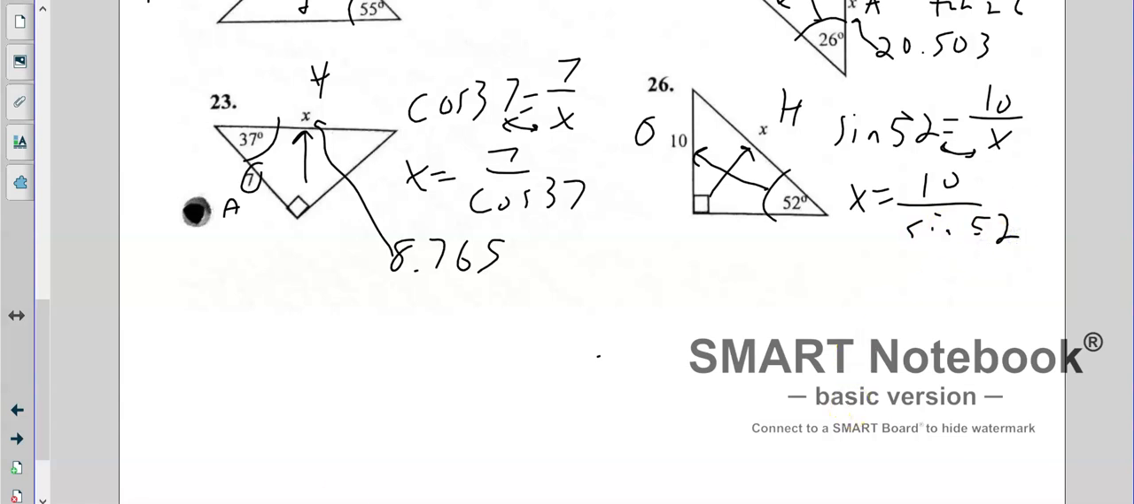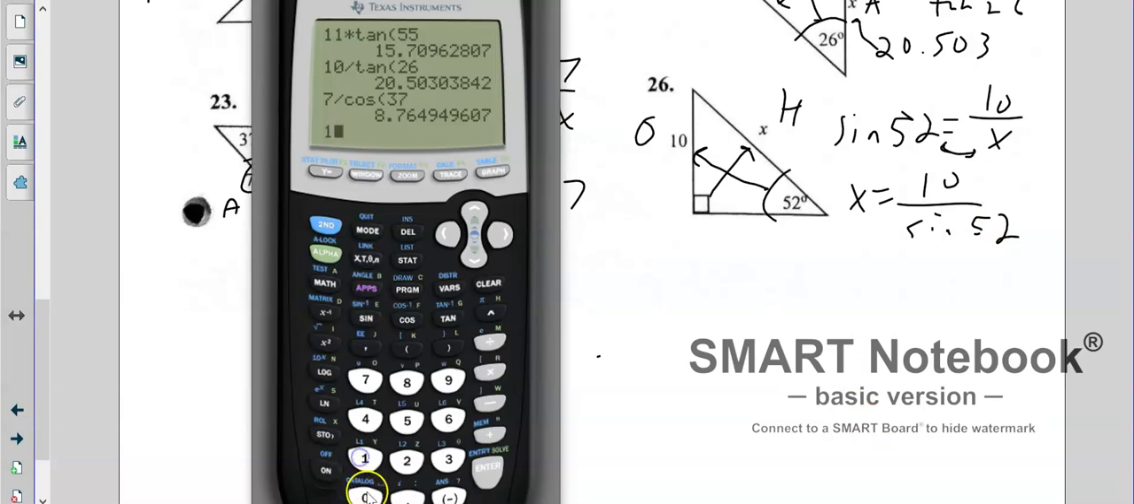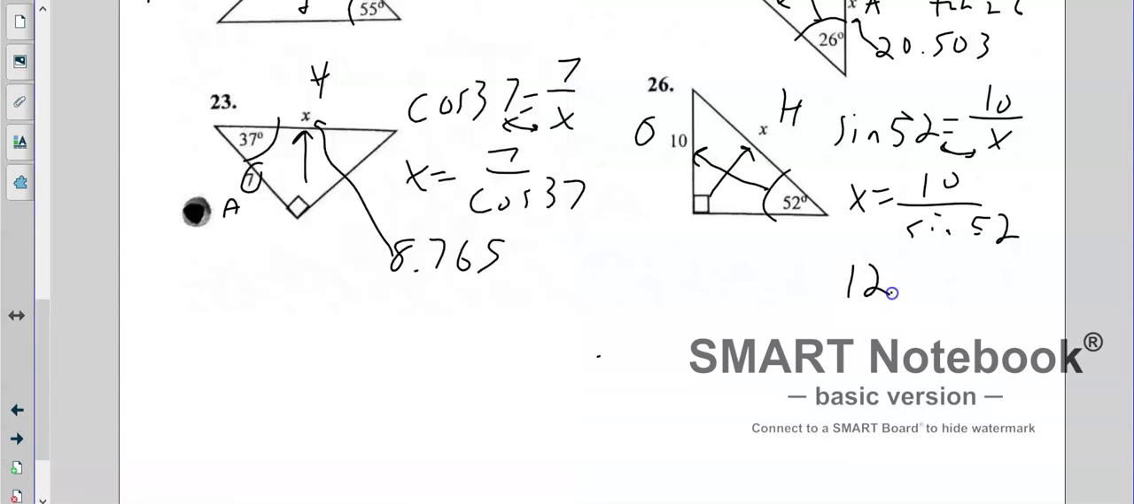Take our calculator. 10 divided by sine 52. 12.690. And again, that makes sense because it is the hypotenuse and it is bigger than 10. So it is the longest side.